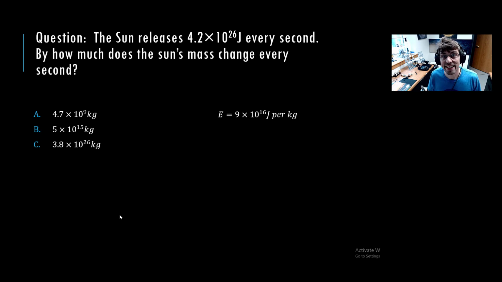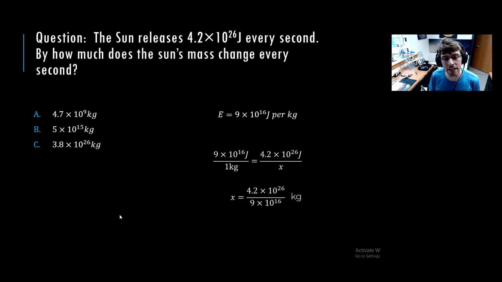You got it? Yeah, good. So here we go. How I like to do it, I'm going to set up a proportion. I know that it's 9 times 10 to the 16th joules per kilogram, so I'll put that on one side. And I need 4.2 times 10 to the 26 joules. So how much material corresponds to that much energy? Again, I'll cross multiply to get x on one side of the equation and all my numbers on the other.